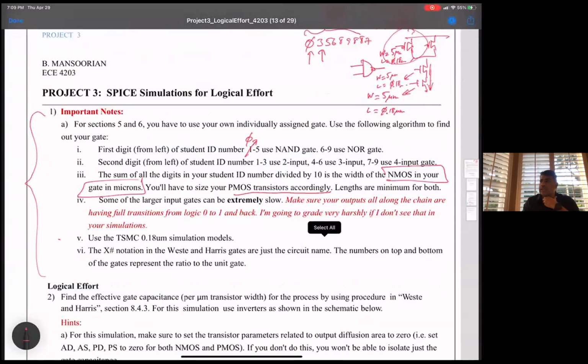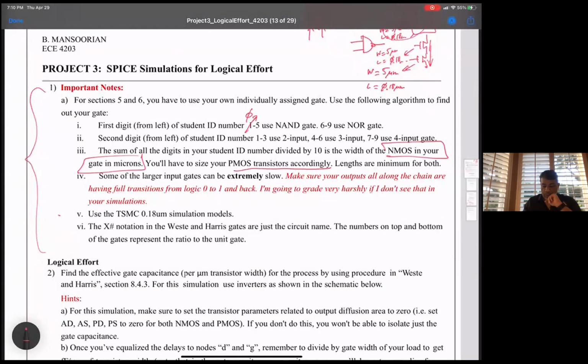And as we saw in, I forget, it was project 1 or project 2, if you're not getting the full rail swings when you go slow enough, there's probably something really wrong. I don't know what. Either you've got some labeling problems mixed up, or substrates are disconnected. Something's wrong. It has to go to rail. So anyway, some of these can get really slow. Make sure you have the appropriate speed on your input transitions.